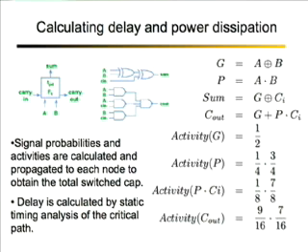And for finding out the delay, we have identified the critical path of the circuit and figured out what is the total delay of the critical path of the circuit. So signal probabilities and activities are calculated and they are propagated to each node, and we obtain the total switched cap. And the delay is calculated by a static timing analysis of the critical path, and that gives us a reasonably accurate model or estimate of the entire delay.